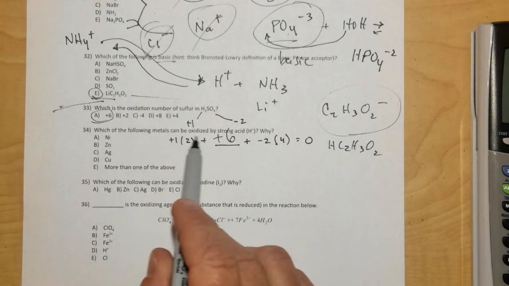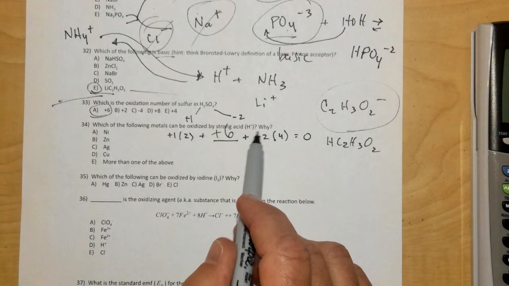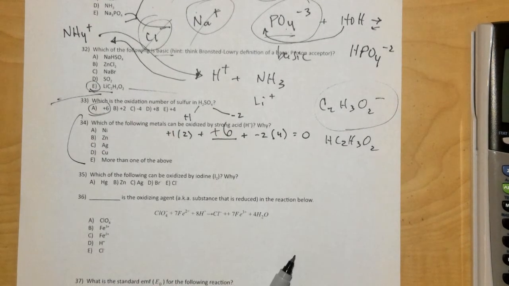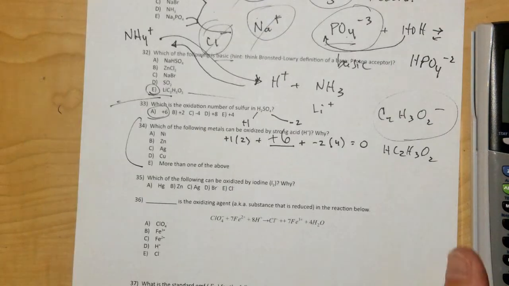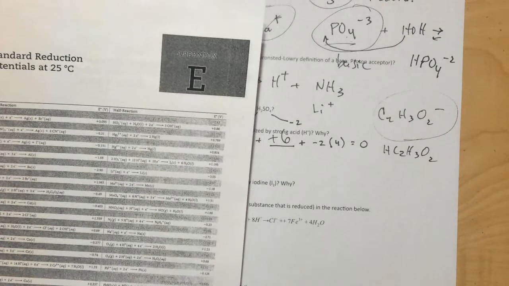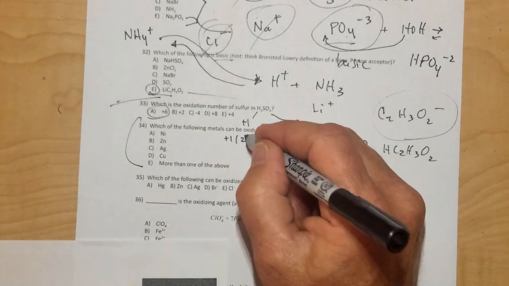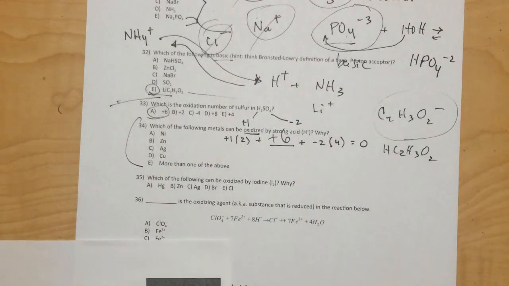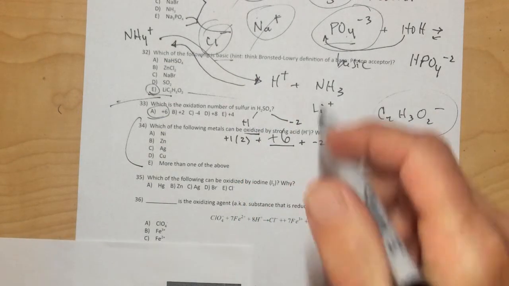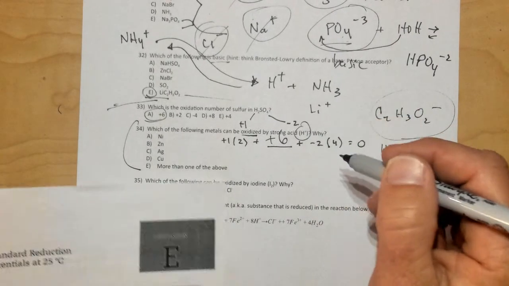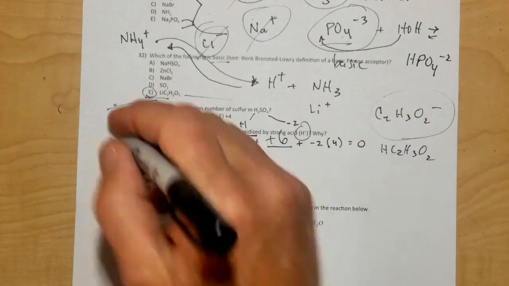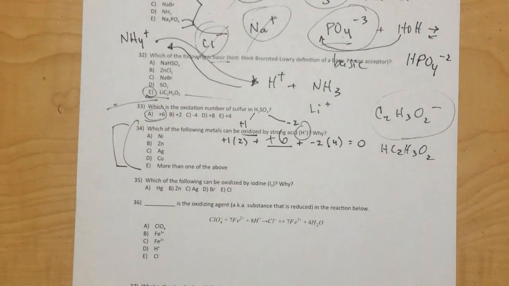Which of the following metals can be oxidized by a strong acid? Why? So to find that out, you're going to need the E sheet. You're going to need the standard reduction potentials sheet. And so you want to know which one could have more of a possibility of being oxidized, therefore have a lower number than what the strong acid's reduction potential would be. Now, there's not going to be one of these questions on the pandemic year, so I'm going to skip it for right now.